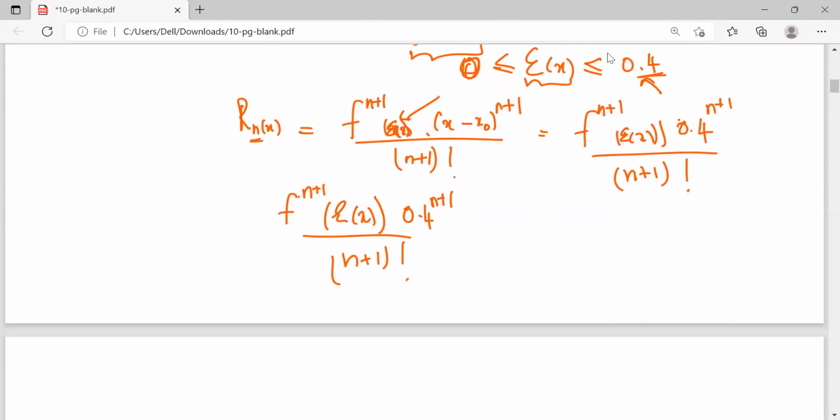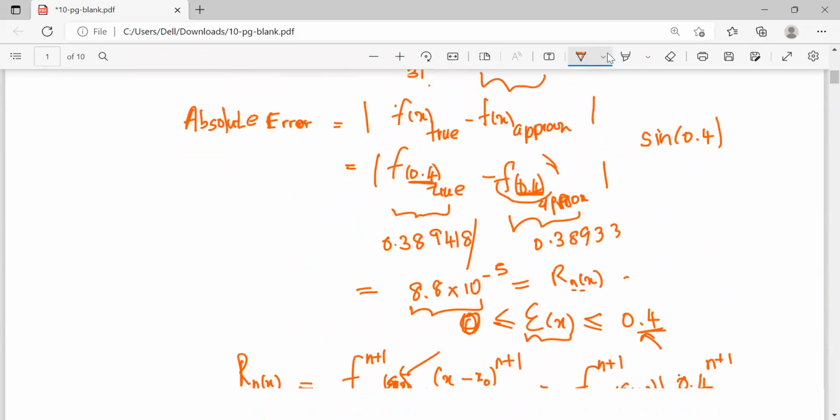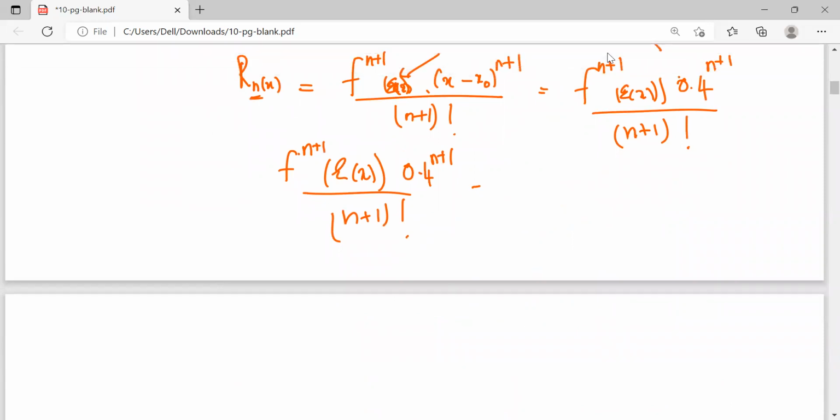But here they have asked about the maximum value of that absolute error. They are not asking about the accurate value. If you want the accurate value, you need to follow this step, and you can get it. But here we are going to get the range, and we need to check the maximum absolute error. So how can we do this?